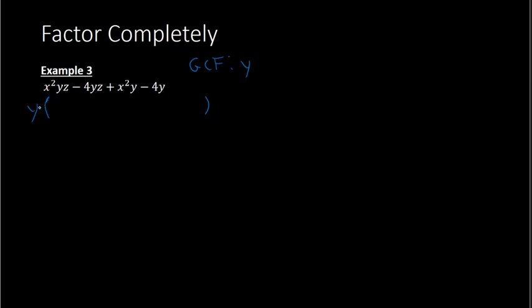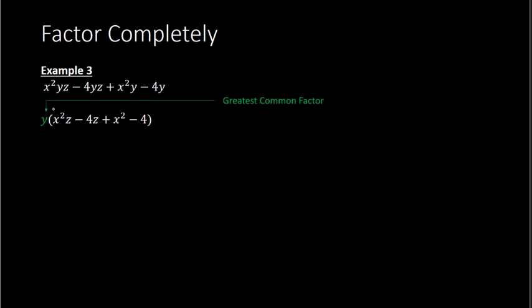So the first term would be x squared and then z, because x squared times y times z gives me that first term of x squared times y times z. And then the second term, we need a 4 and a z multiplied with y in the front to get that middle term. The third term, we just need an x squared times the y. And the fourth term, we just need a negative 4 multiplied by y. So I have factored a y out, and I'm left with these four terms in parentheses. And we see that typed up right here. So that y would be the greatest common factor.